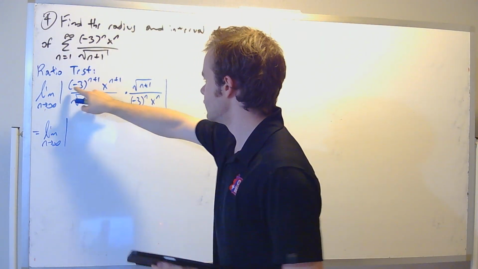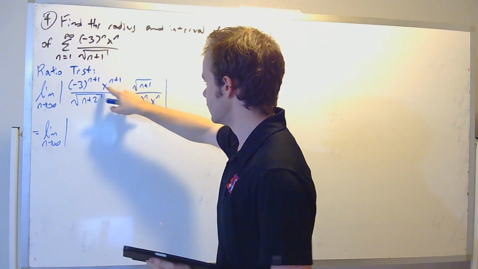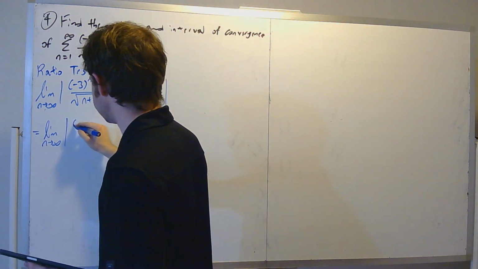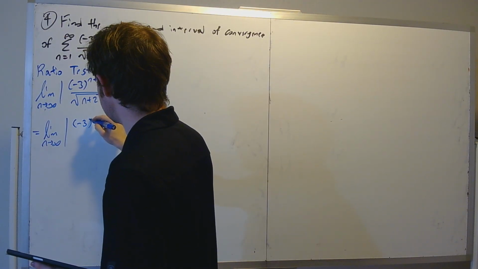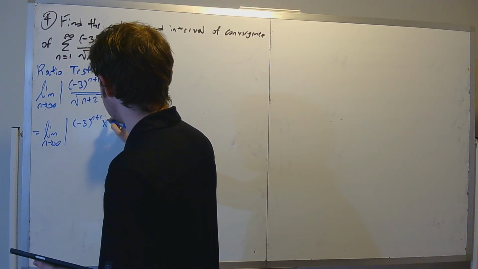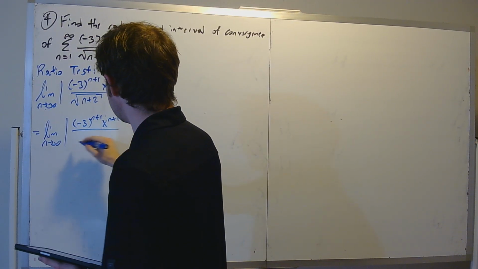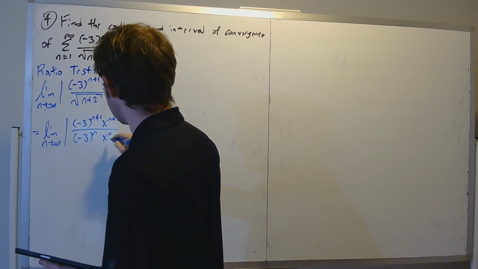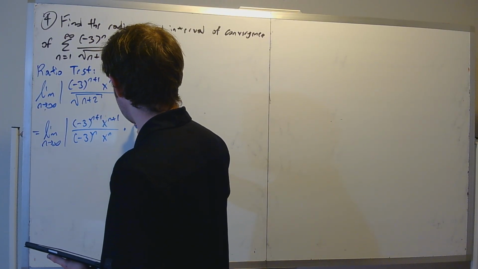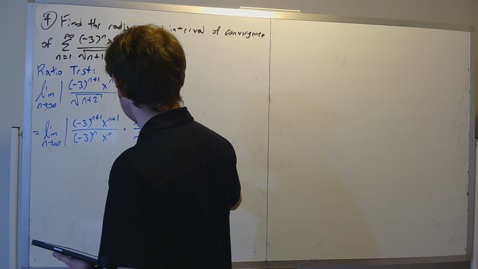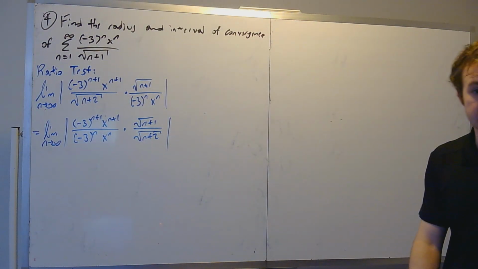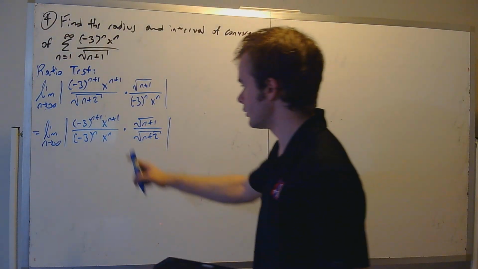Let's collect these things with the -3s in these terms with the x's. So if we do that, we're going to get -3 to the n plus 1 times x to the n plus 1 over -3 to the power of n times x to the power of n times our square root of n plus 1 over the square root of n plus 2. Okay. So now we can see that we're going to cancel a few things.